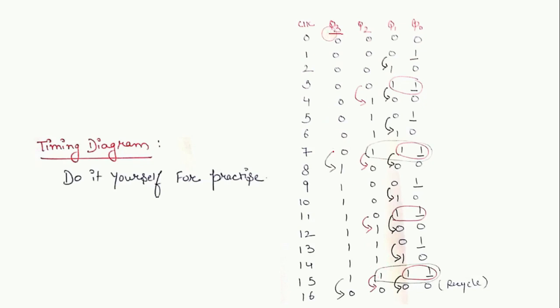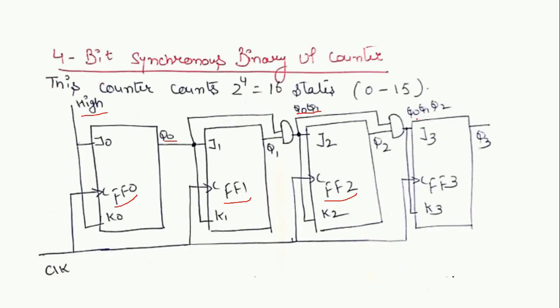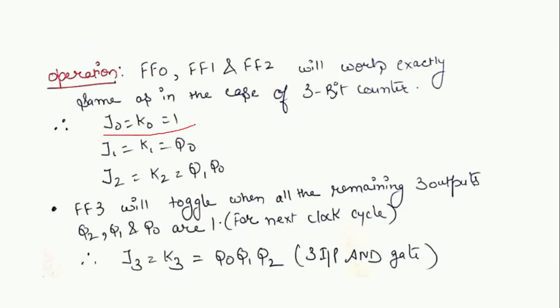Now Q3 is going to toggle here, one condition, and here, the second condition. So what is the condition? When all the 3 outputs Q2, Q1 and Q0 are 1 1 1, there is a toggle condition. So J3 K3 is equal to Q0 dot Q1 dot Q2. When all the 3 outputs are 1 1 1, there is a toggle condition in Q3. So these are the values: J0 K0 is 1, J1 K1 is Q0, J2 K2 is Q1 dot Q0, and finally J3 K3 is equal to Q0 dot Q1 dot Q2.